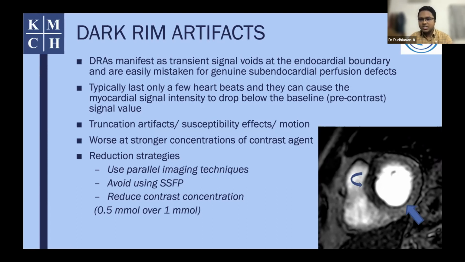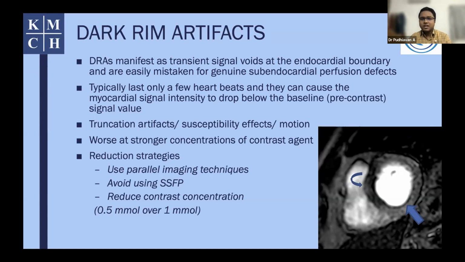One is truncation effects, because of high frequency sampling that happens at the interface between a higher and a lower intensity signal area. It can also be due to susceptibility effects, because gadolinium is a strongly paramagnetic substance which causes significant T1 shortening, and a higher concentration of gadolinium in the LV cavity, because of its susceptibility effects, can also cause these dark rim artifacts. And motion, breathing as well as cardiac motion, can also result in these dark rim artifacts.